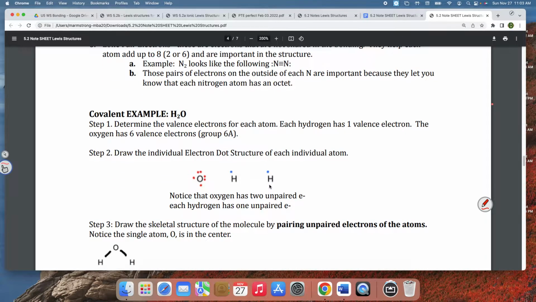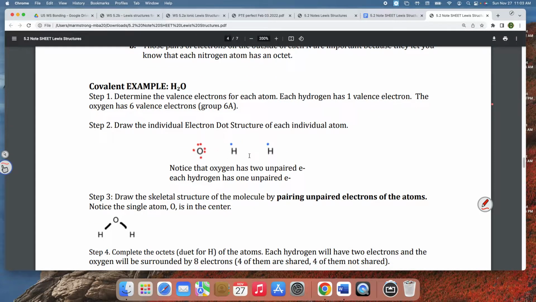Water. So determine the valence electrons for each atom. So each hydrogen has 1 valence electron. This little diagram's a little wonky. It looks like an antenna there. And 1 oxygen has 6 valence electrons, so 2, 4, and then 6. Those ones are spread out.